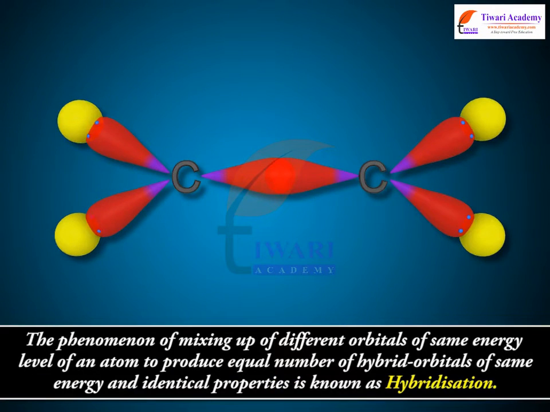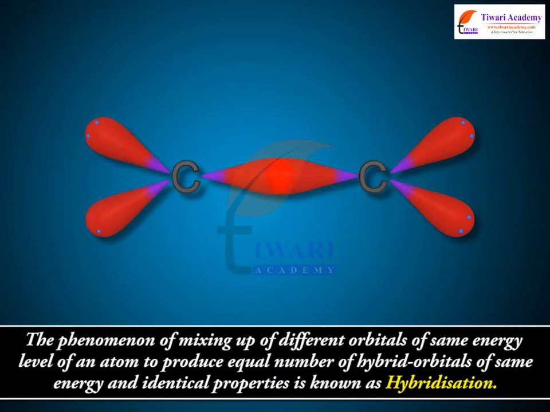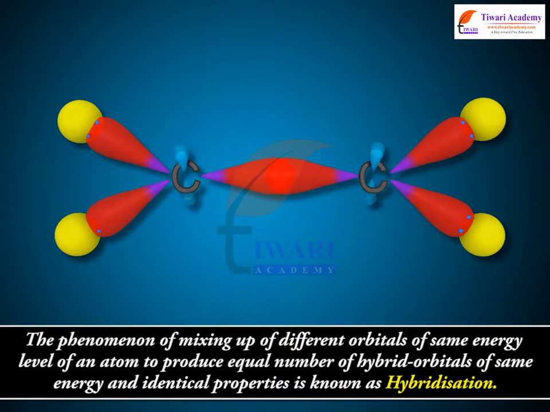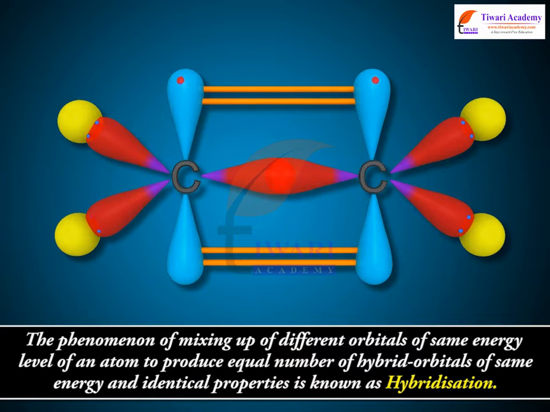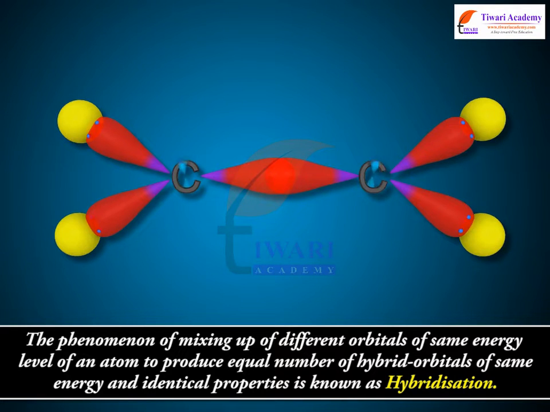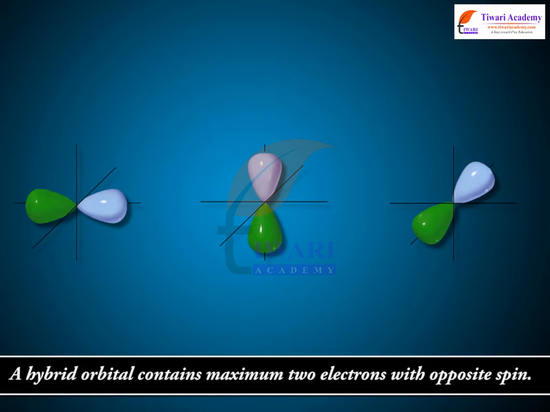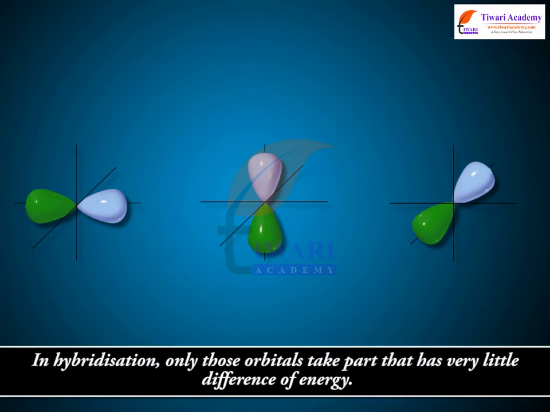The phenomenon of mixing up of different orbitals of same energy level of an atom to produce equal number of hybrid orbitals of same energy and identical properties is known as hybridization. A hybrid orbital contains maximum 2 electrons with opposite spin. In hybridization, only those orbitals take part that have very little difference of energy.